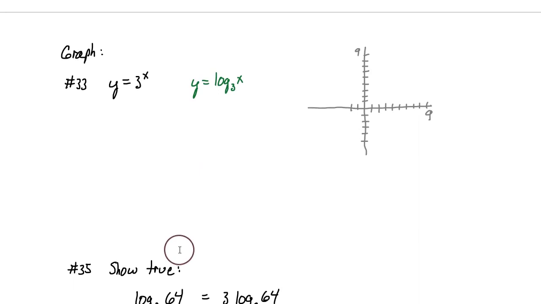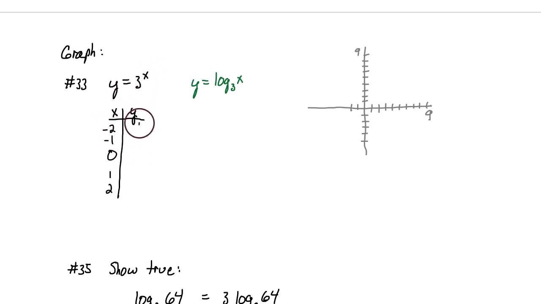For number 33, we're asked to graph. We have an exponential with base 3, and we have a logarithm with base 3. And these are going to be inverses of each other. Let's graph the exponential in black ink. We can graph this by making an XY table. For one of the numbers, choose 0. You could also choose 1 and choose 2. And we don't want to forget negative numbers.